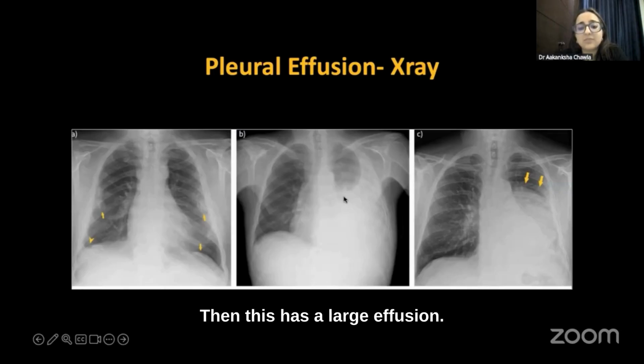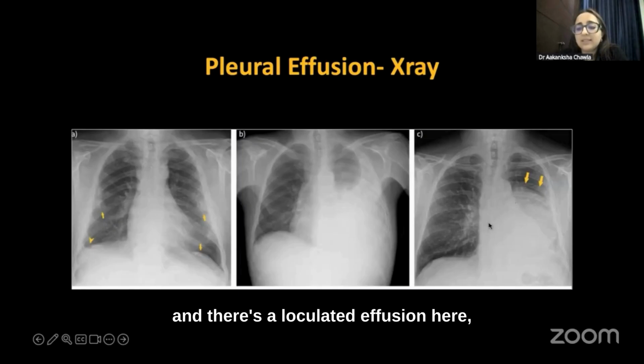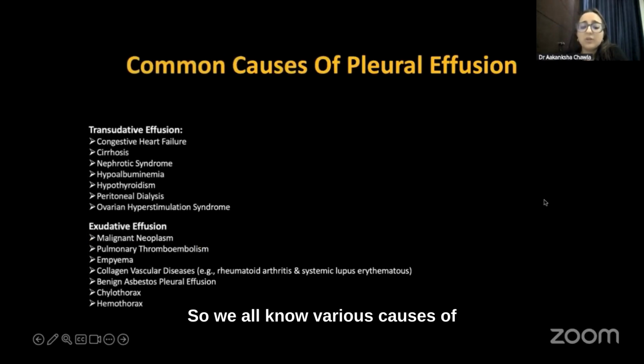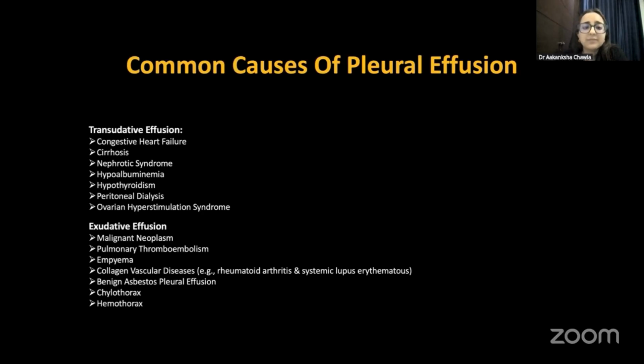Then this one has a large effusion. There's a typical meniscus sign of the effusion. And there's a loculated effusion here, probably with irregular margins, seen on this chest X-ray. We all know the various causes of pleural effusion, transudate and exudate.